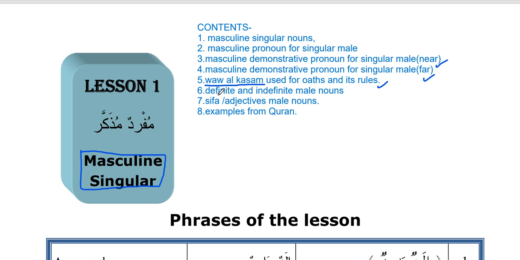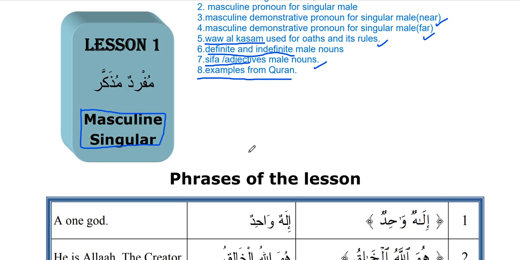And definite and indefinite noun, as I have already done this in the step-by-step book video, unit number 13, indefinite and definite noun. Then sifa, I have already touched sifa in my step-by-step video, and sifa for male nouns. Then obviously after all this I will do some examples from the Quran and some drills regarding the exercises in this note. So let's move on to the lesson.